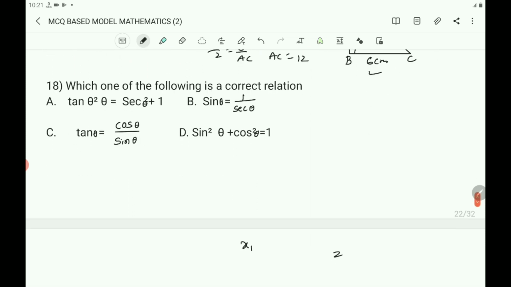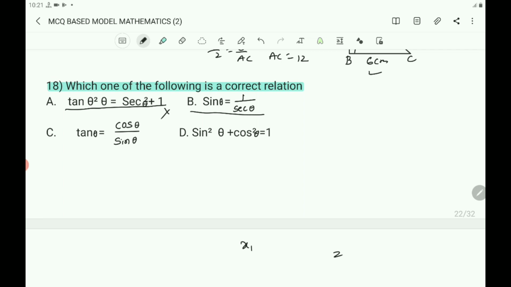Next you take the 18th question. Which one of the following is a correct relation? Here the first one is tan square theta equals sec square theta plus 1. You know that 1 plus tan square theta is equals to secant square theta. But this relation is wrong. 1 plus tan square theta is equals to secant square theta, but not tan square theta equals secant square theta.